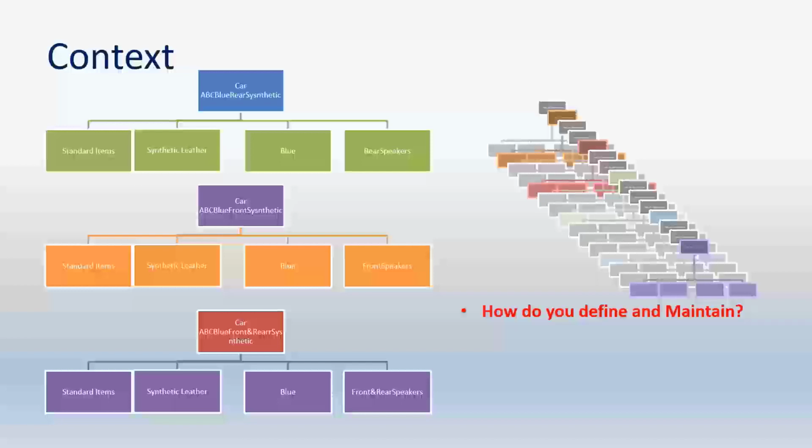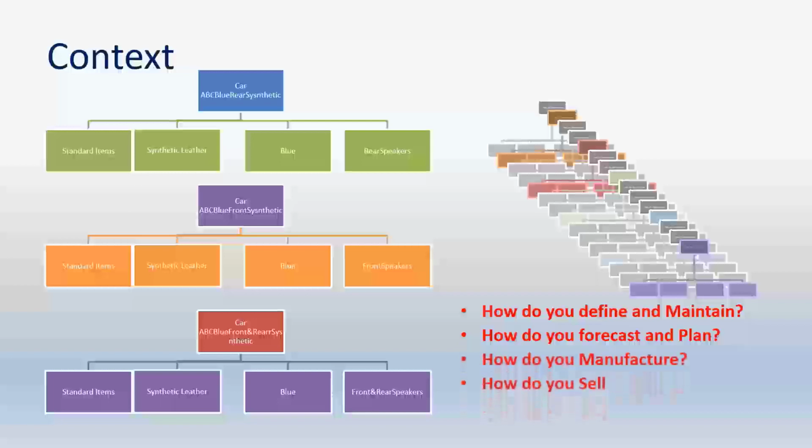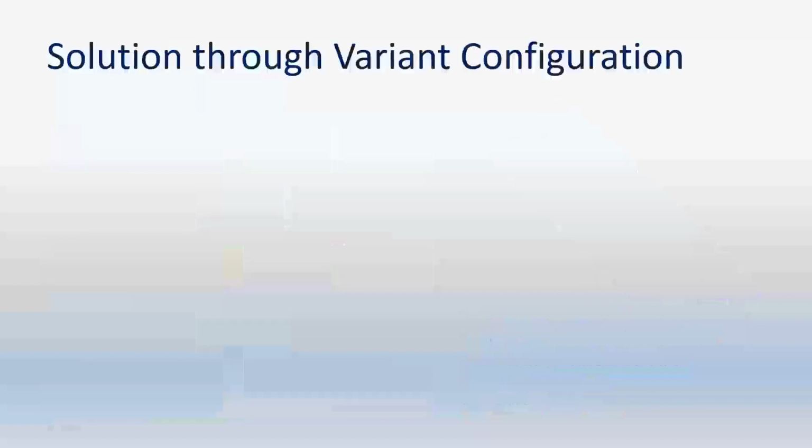How do you forecast and plan for delivery of these items? How do you manufacture and track their progress? How do you sell such a large number of variants of same product? How do you maintain the pricing of each variant? The solution to address all these challenges is through what is called variant configuration in SAP.